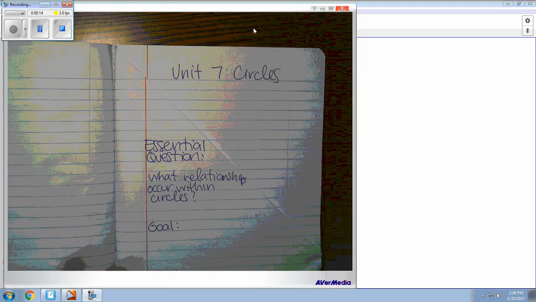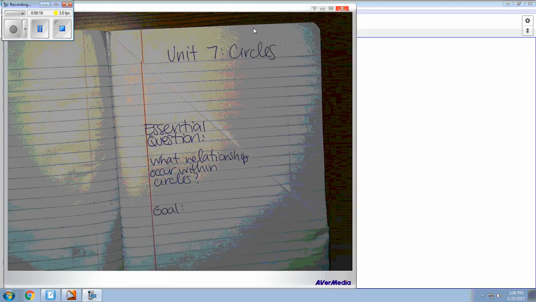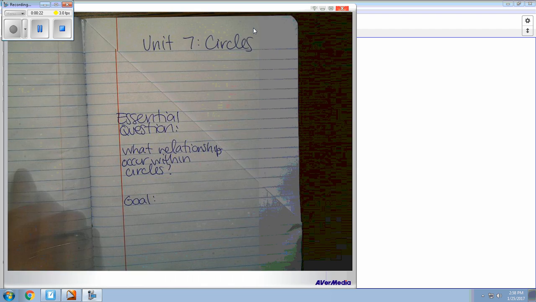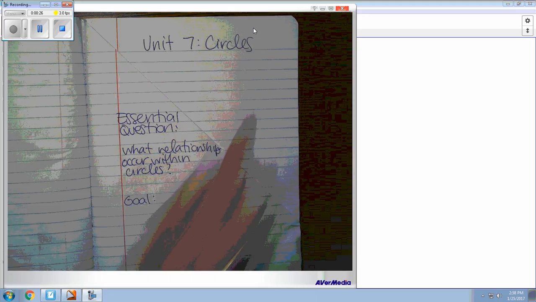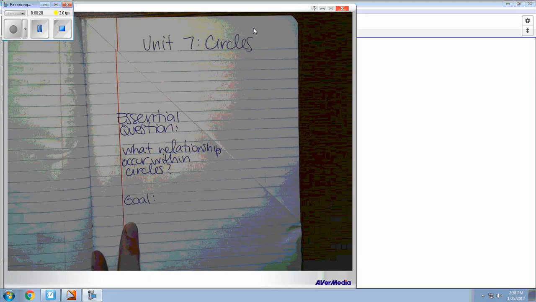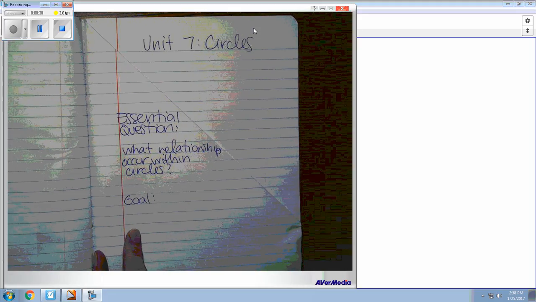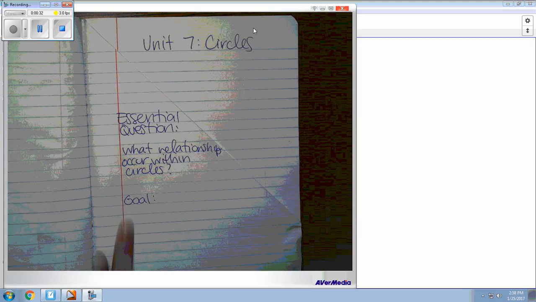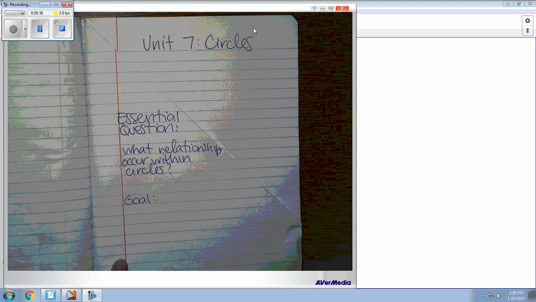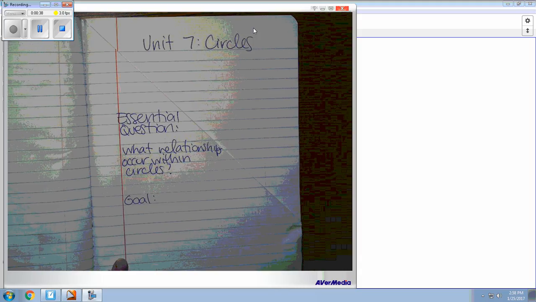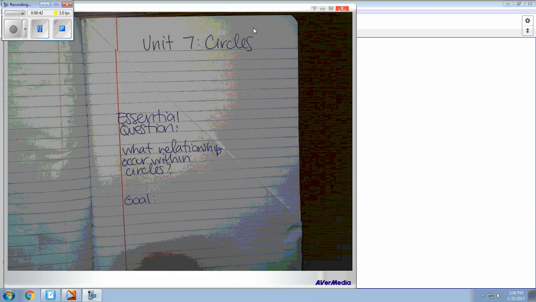You're going to need one person to go get your bins from the back of the room, and then make your new pocket after the next clean page. At the top, once you make your pocket, it's going to say Unit 7 circles, just like mine. You're going to fill in your essential question with what relationships occur within circles, and then leave a spot down here for your goal. We will do your goal after we go through your Unit 6 tests that you will get back next time. Okay, so make your pocket just like that.